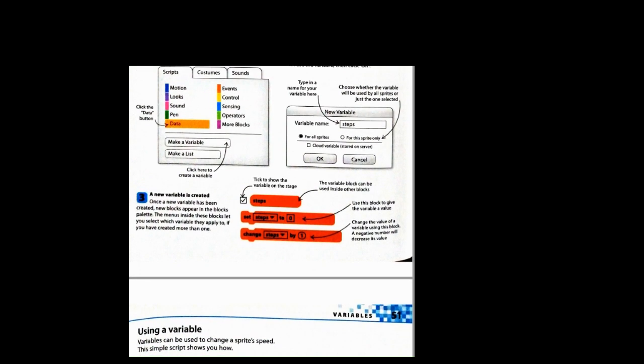Creating a variable. You can create a variable to use in your program using the data section of the blocks palette. Once a variable has been created, new blocks appear in the blocks palette ready for you to use. Make a variable. First, click the data button in the blocks palette, then select the Make a Variable button. Name the new variable. Give the variable a name that will help you to remember what it does. Select which sprites will use the variable, then click OK.